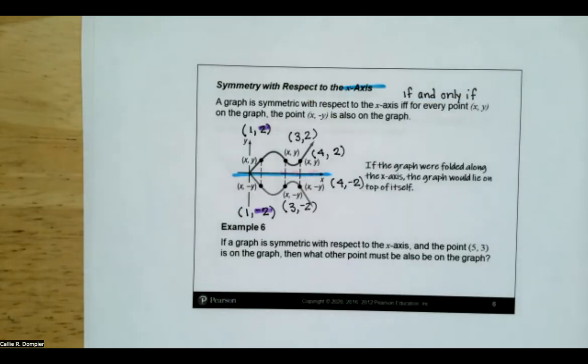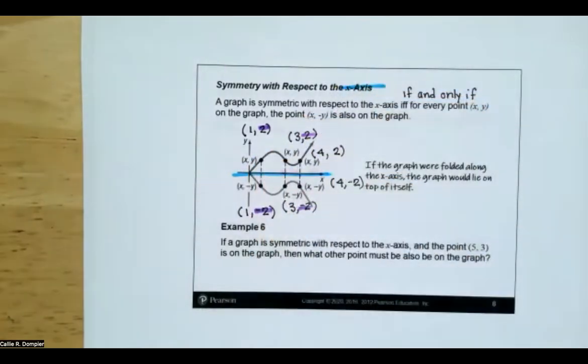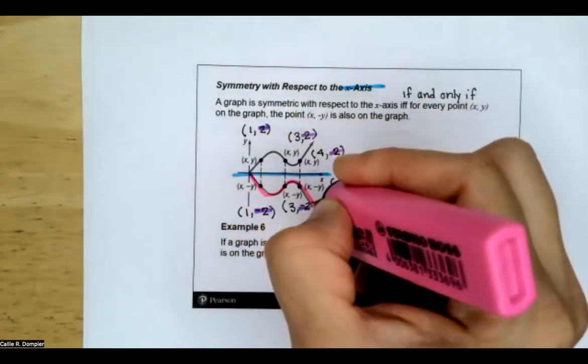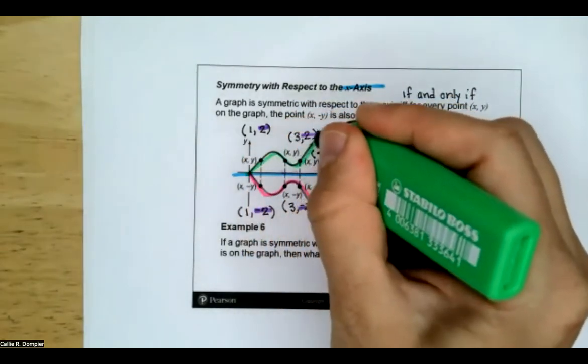And same for this one, right? Negative 2 became 2. It became its opposite. It took on the opposite value. Good. So this line mirrors this line.